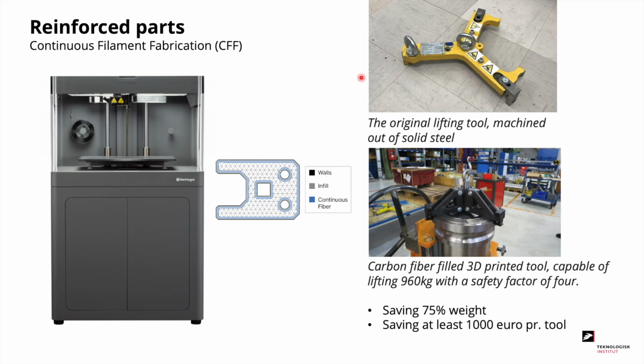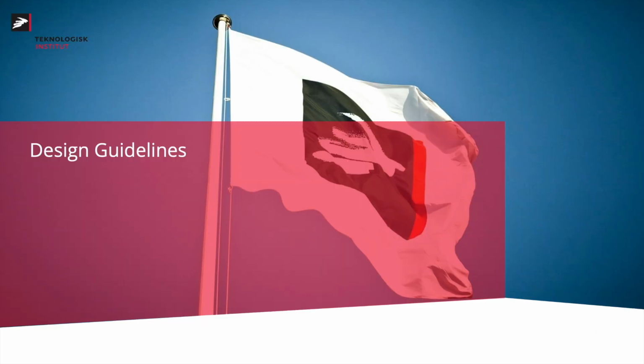On the picture in the upper right corner, we see the original tool that is milled out from solid steel. Below we have the 3D printed part, which is reinforced with carbon fiber. This part is 75% lighter and it costs around €1,000 less per tool. Next up, we are going to look at the design guidelines for FDM printing.